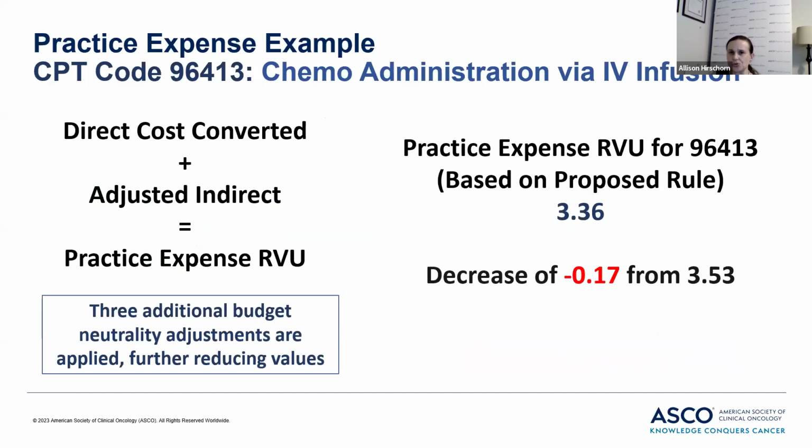And then this brings us to the final step of calculation of the practice expense RVU. The converted direct costs are added to the adjusted indirect cost to determine the PE RVU. Then additional budget neutrality mechanisms or adjustments are applied, which further reduce the values. So in this example, the final PE RVU for 96413 in 2025 is 3.36, which represents a decrease from last year's PE RVU of 3.53.